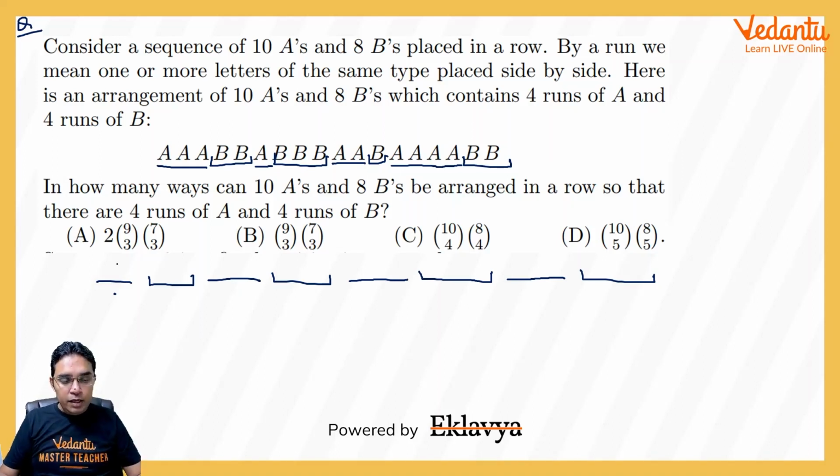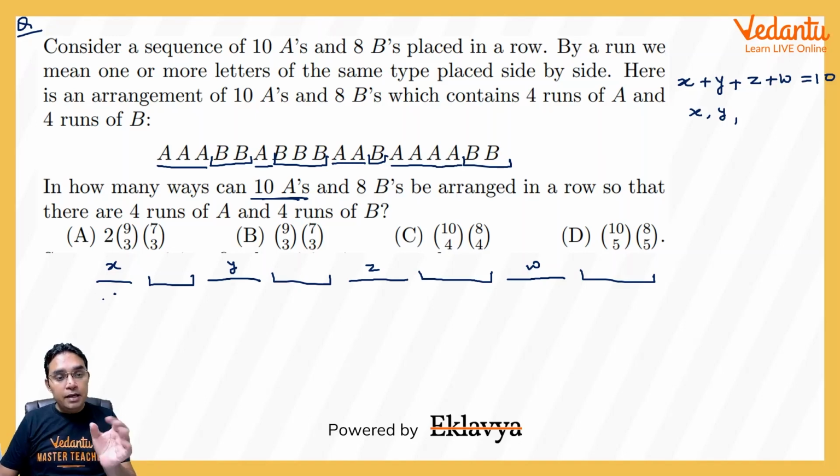So let us assume that at the first place I am going to place X number of A's. At the second run I am going to place Y number of A's. Similarly, Z number of A's and W number of A's. And as you can see, X plus Y plus Z plus W has to be equal to 10 because we are given 10 A's. But here, at least one A should be placed at each place designated for what we are calling a run of A. So X, Y, Z and W have to be at least 1.